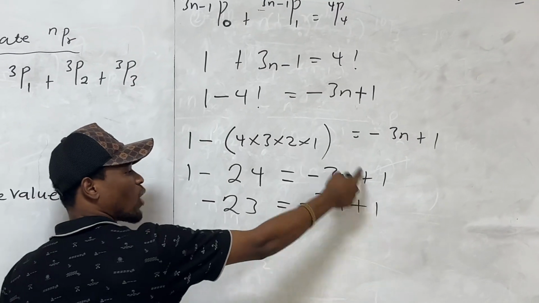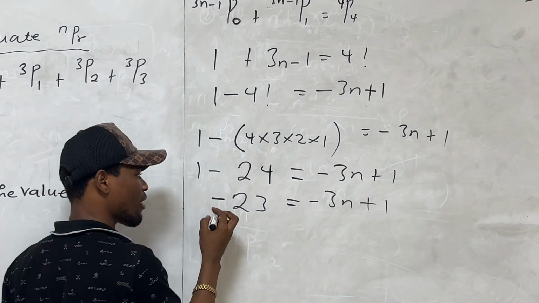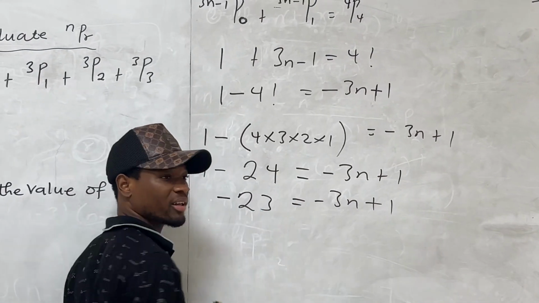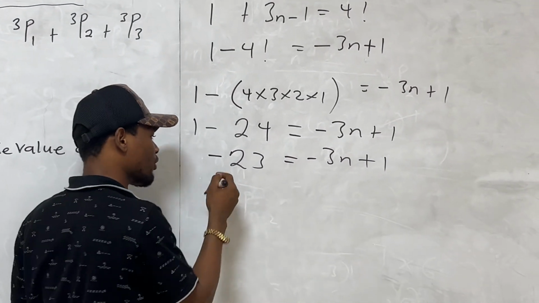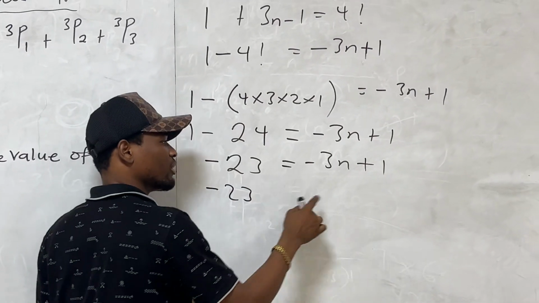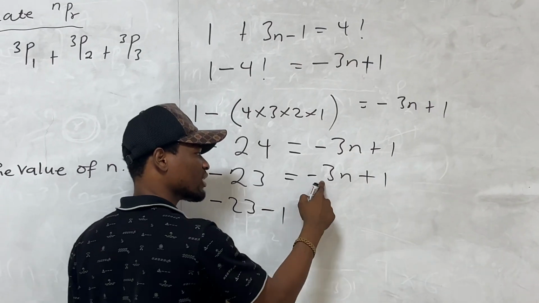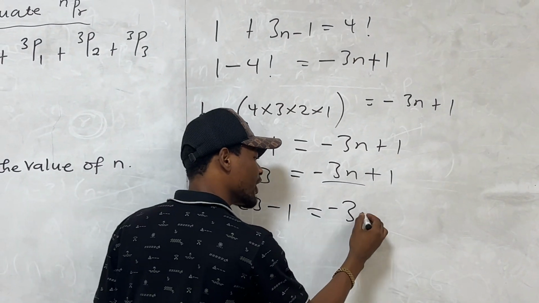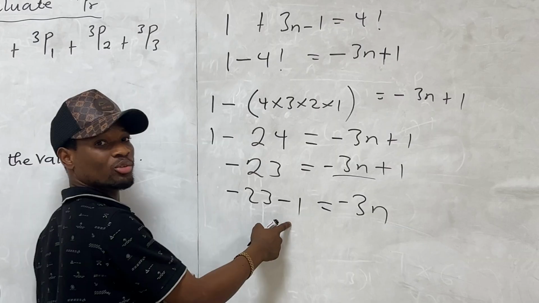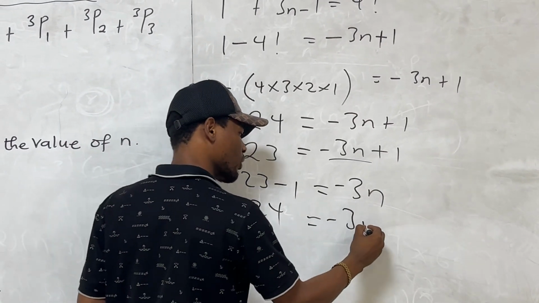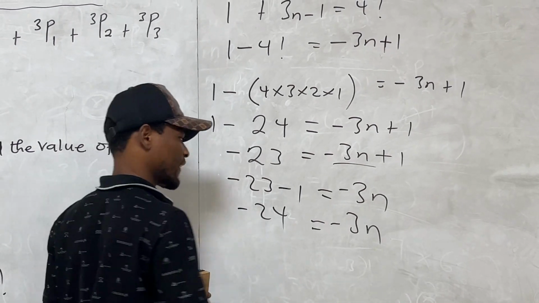So you transpose 1 over here. We want to make n the subject. Let's transpose this over here and bring this over here. It's just the same thing, okay? So we have negative 23. When you transpose positive 1, it becomes negative 1, which is equal to negative 3n. This minus this, we have negative 24. So negative 24 is equal to negative 3n.